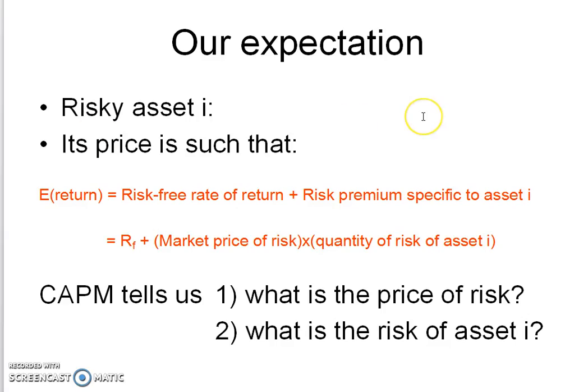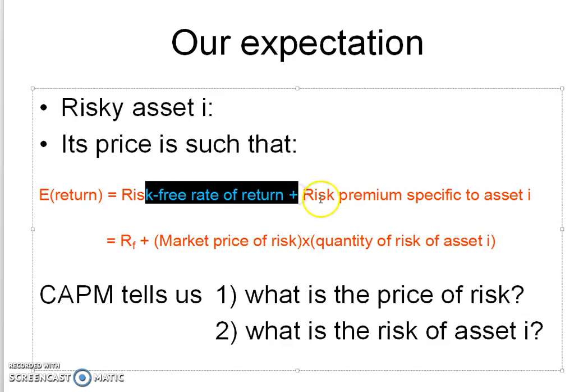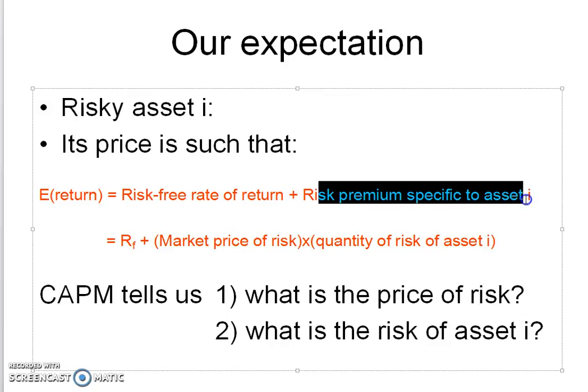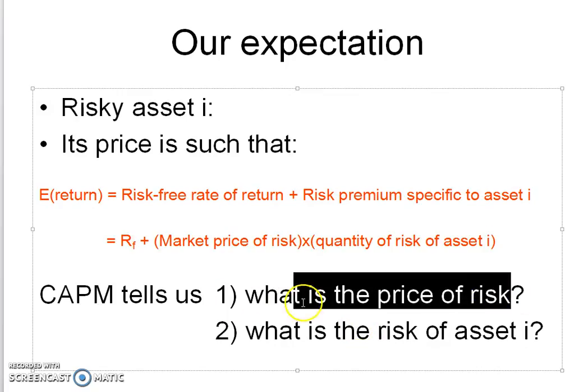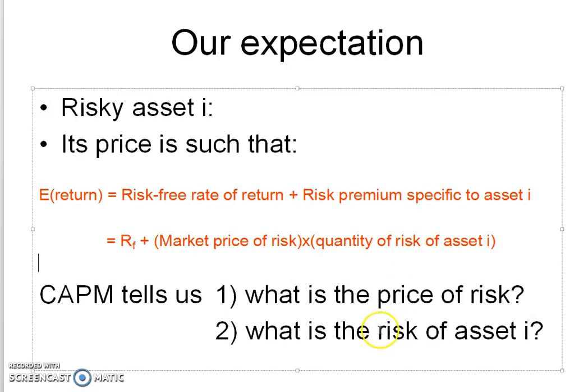Our expectation from this model is, here we assume that there is a risky asset I such that it has a certain price. Then how do we find out the return of that particular risky asset, considering the risk-free rate of return and the risk premium of that particular asset? So CAPM tells us what is the price of the risk and what is the risk of the asset. Initially, by using beta, we calculated how to quantify risk. And now here we will try to find out what is the price of the risk.